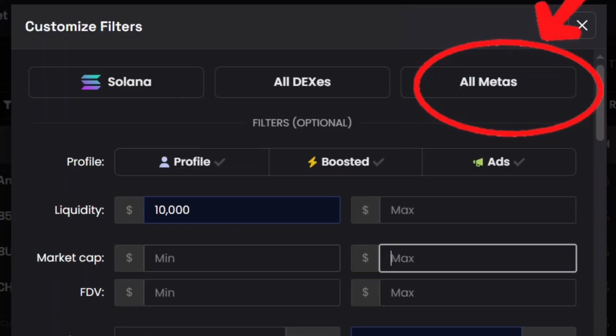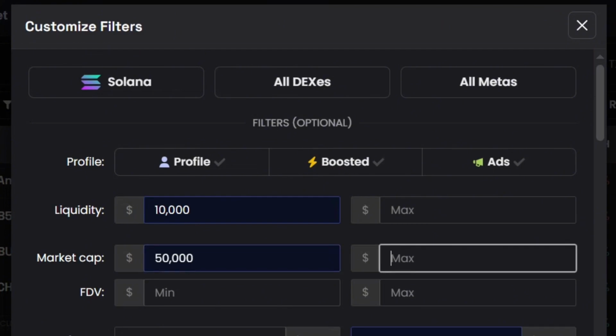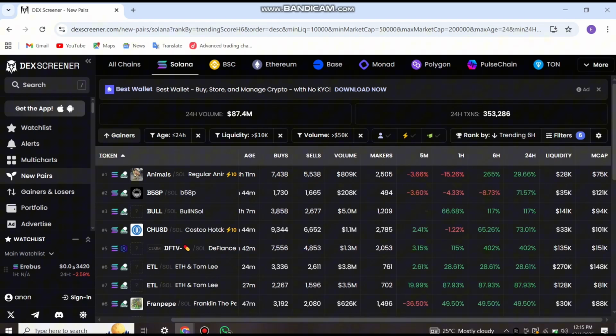Market cap. This shows the size of the project. Smaller caps explode faster but crash harder. Bigger caps move stable but slower. Best setting, 50,000 market cap. Use these 6 together, and you reduce noise, filter out nonsense, and spot the coins with real potential.